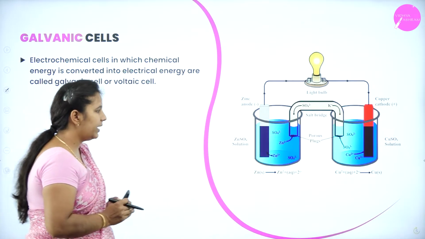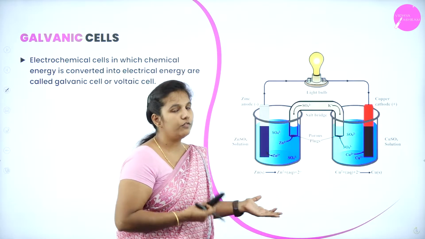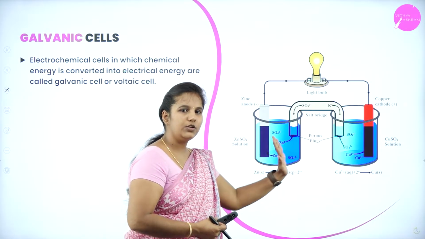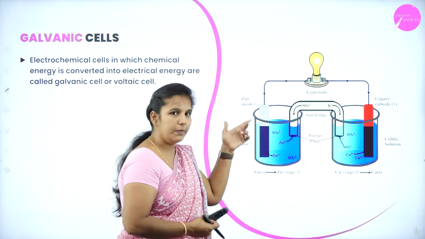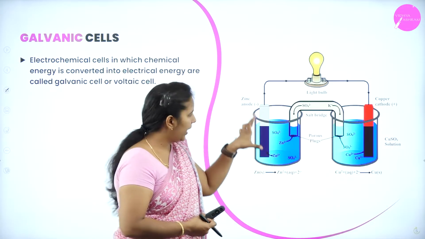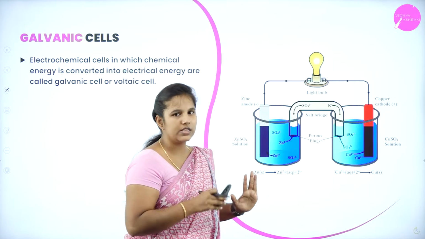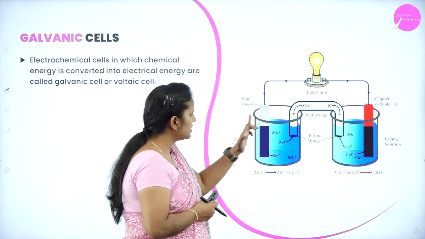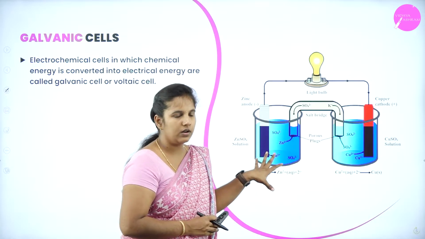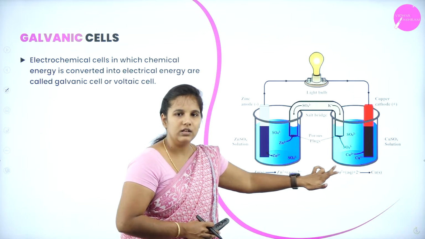To explain this, I have taken two different containers which contain electrolyte. Here I have placed two electrodes in the two containers. One electrode will act like an anode, whereas the other electrode will act like a cathode. These electrodes I have placed in separate electrolytic solutions. First, I will call this electrode a zinc electrode, which has been placed in zinc sulfate solution. In the same way, I have placed the copper electrode in the copper sulfate solution.